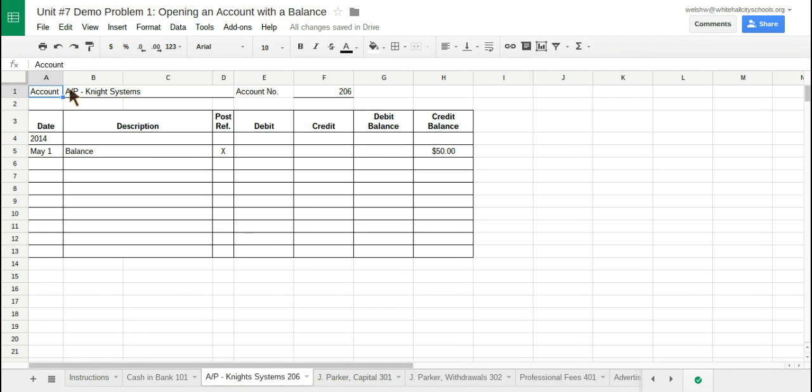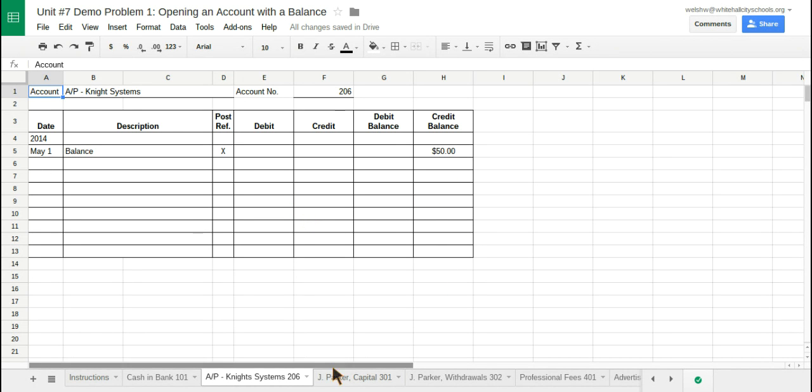So we take a look at the second one, accounts payable. This one's already been set up too, so account name, accounts payable Knight Systems. Number was 206. Again, this happened on May 1st, 2014. We're doing a balance, so we just write balance in the description. There's no transaction here. It is just the balance, because liabilities have a credit balance. The balance starts here. Again, you will only have balances in the credit balance column. It will not bounce back and forth. In the transaction side, which we'll see in the next demo problem, this will bounce back and forth depending on what happened in the transaction, and then it will always affect just this column.